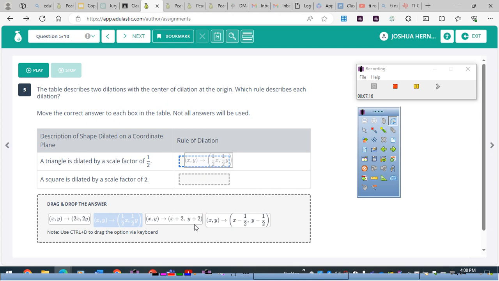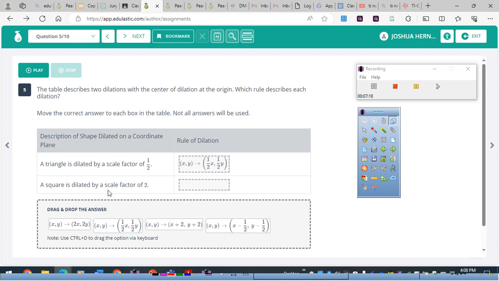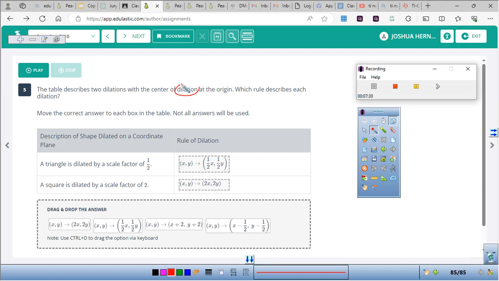That second one goes there. And then the square is dilated by a scale factor of 2. Which one's showing a scale factor of 2? That is pretty easy. So we're going to come out here, make sure you know this means to multiply.